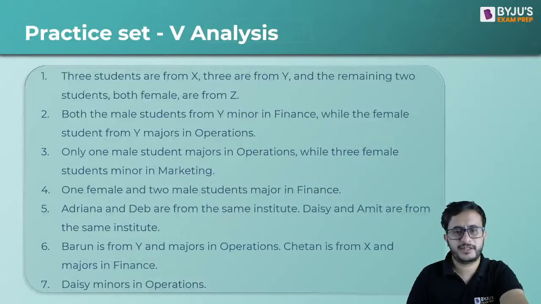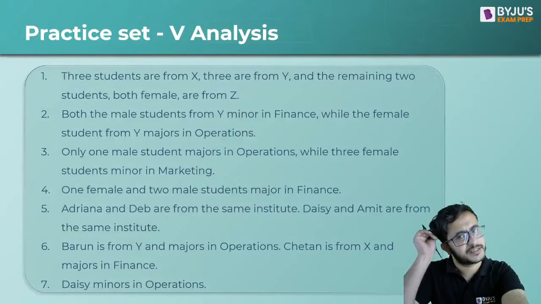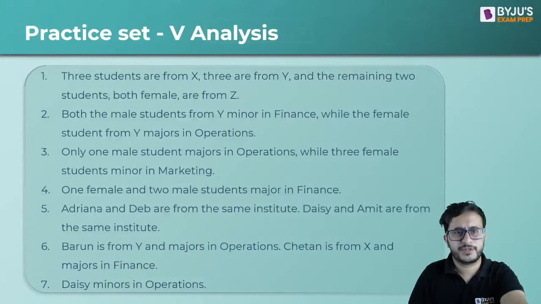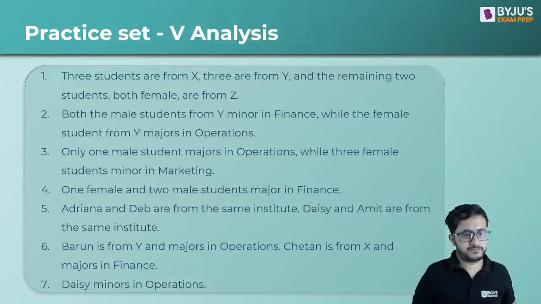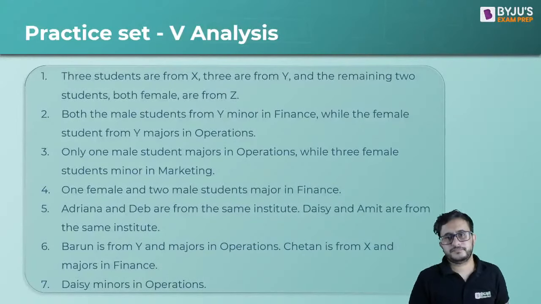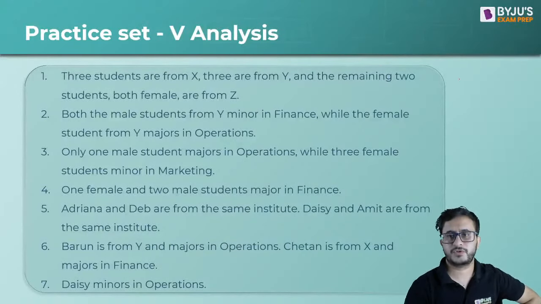All right, so this is the table, and for the ones who have not done it, let's do it. There are three students from X, three from Y, and two from Z, and both are females. So let's do it this way. ABCD, let's write for females, right? ABCD for males.